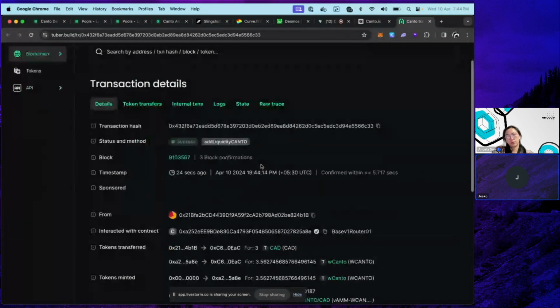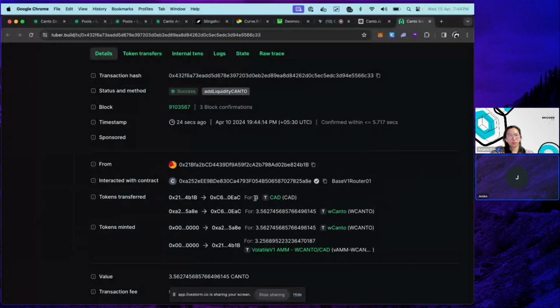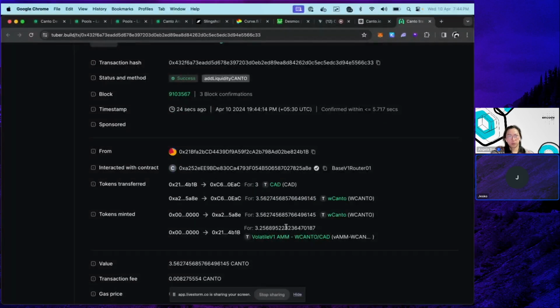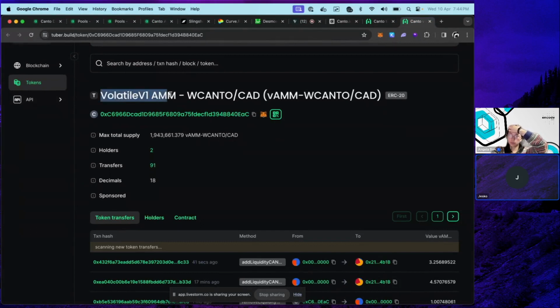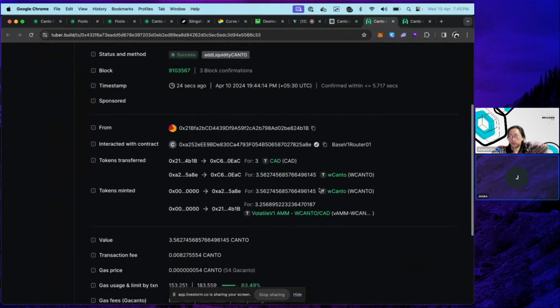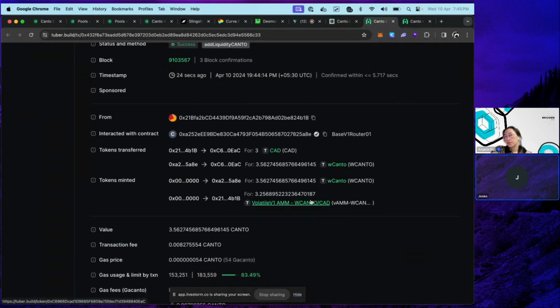So here on tuber.build, we can see that from my wallet, around 3 Cadence and 3.5 Canto was transferred. And then we got 3.25 amount of this LP token, which was minted, right? So here you can see that this was a volatile pair, W Canto / Cadence. Your Canto automatically gets wrapped to W Canto because we need an ERC20 token to interact with the platform. But essentially, this is like a W Canto pool, right? So here in the transaction, we can see that I had to let go of these tokens and I got like an LP token in return, right?